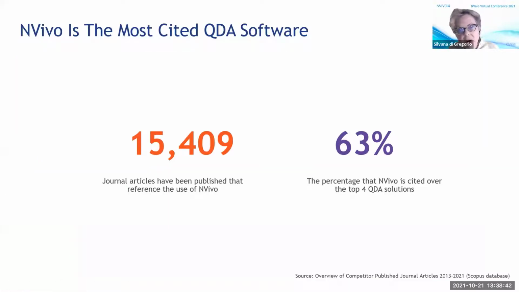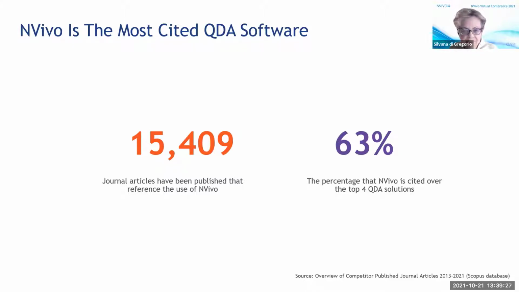Most of you will know about qualitative data analysis software that supports the analysis of qualitative data. And many of you will have heard of NVivo. Over 1.5 million academics and professional researchers in more than 150 countries use NVivo. An analysis I did in Scopus revealed that between 2013 to date, 15,409 journal articles have been published that reference that they used NVivo in the analysis. I did that analysis with all of the top 4 qualitative data analysis packages and found that 63% cite NVivo over the others.